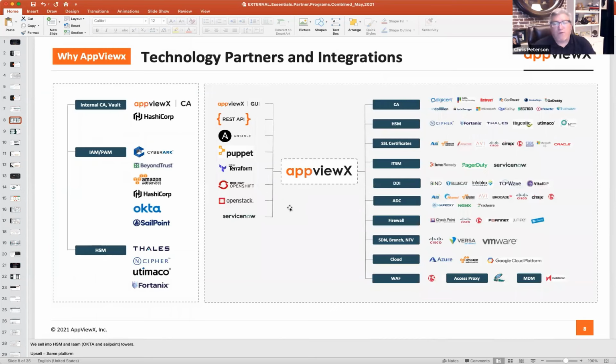This slide just shows a brief but very important piece of our technology partner program. So I mentioned your identity and access management business. If you're doing business with these vendors, CyberArk, BeyondTrust, Centrify, Thycotic, Okta, SailPoint, for example, you're providing a great service to your customer using these products to manage the identities and privileged access management for people. What AppViewX does is bring that machine identity functionality into your practice.